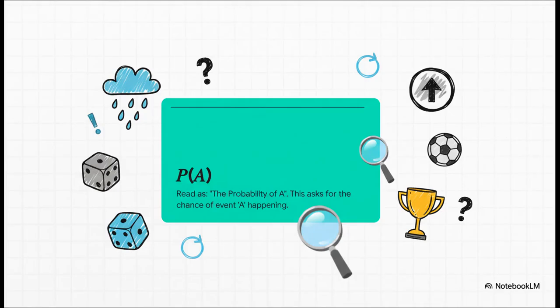All right, let's start with the big one, P of A. It looks all formal and fancy, but really all it's asking is, hey, what are the chances of event A actually happening? And A can be literally anything. The chance it rains tomorrow, the odds of rolling a 6 on a die, the probability your favorite team wins the championship. It's the starting point for, well, for every question we're going to ask.